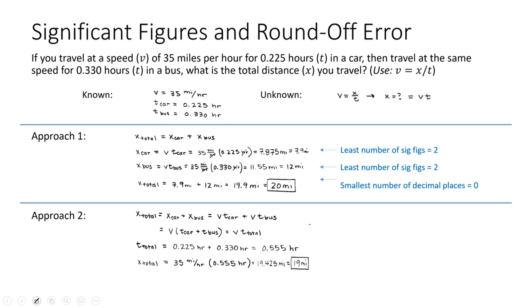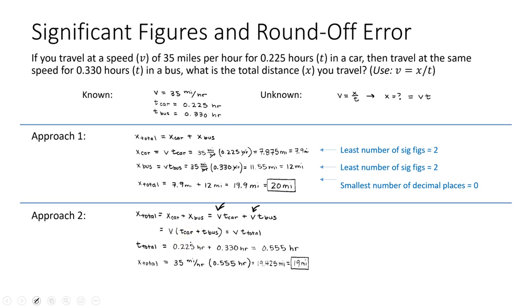And now what I'm going to do is see this v is the same in both of these guys. And so I can factor it out, and I get v times t car plus t bus, where you're adding those two times together before you multiply by the v. And so what that tells me is the total time of travel, right? The time in the car plus the time in the bus. Logically, that's the total amount of time.